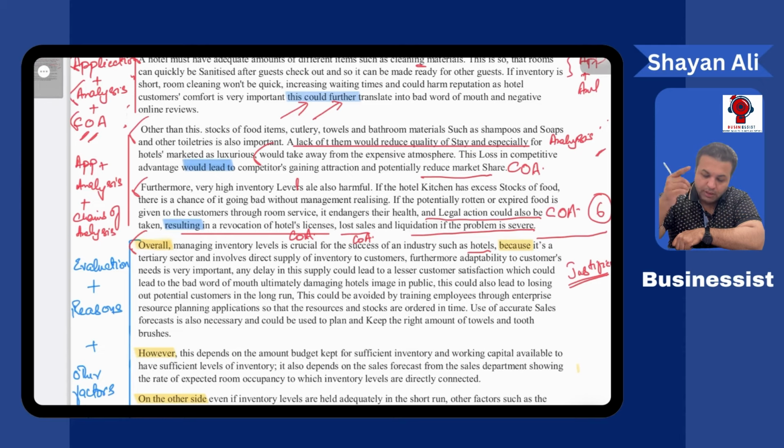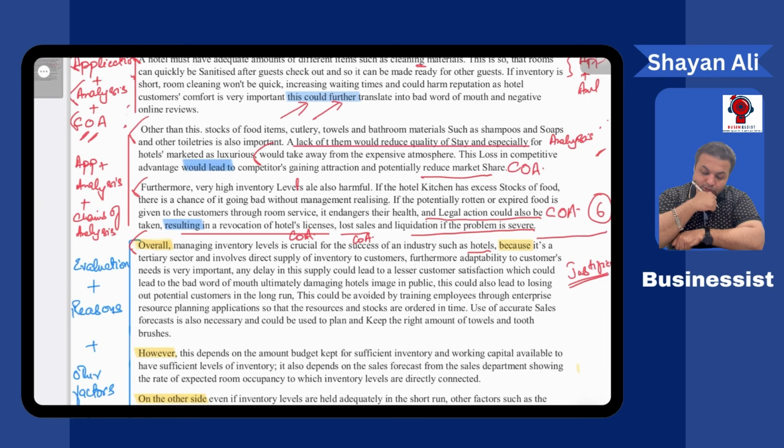So, because it's a tertiary sector and involves a direct supply of inventory to the customers, furthermore, adaptability to the customer's need is very important. Any delays in the supply could lead to lesser customer satisfaction, which could lead to bad word of mouth, ultimately damaging the hotel's image in the public.